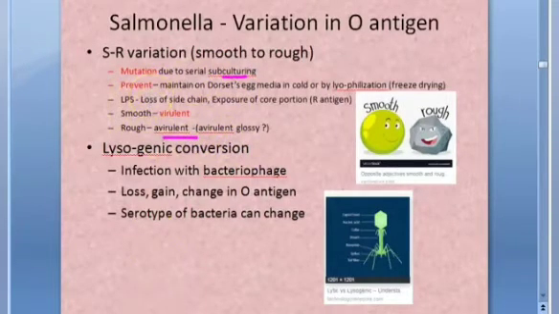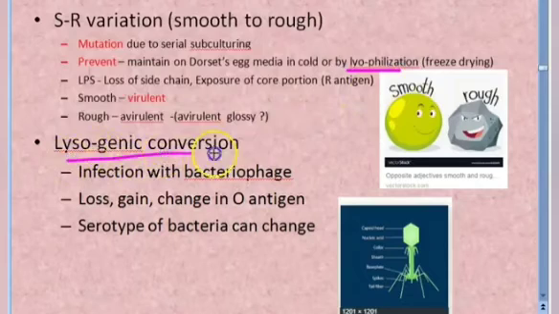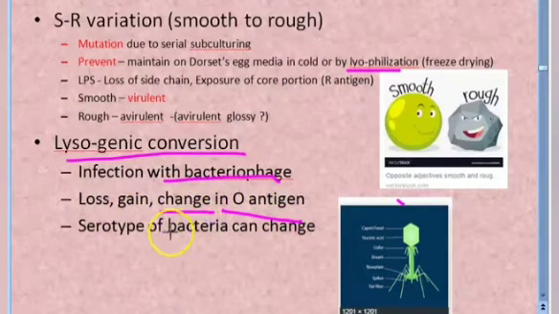How do you prevent this? Maintain it on Dorset's egg media in the cold, or you can do lyophilization. Anyways, let's go to the next one, lysogenic conversion. This is because of infection with bacteriophage. There can be a loss of O antigen, a gain of O antigen, or a change in O antigen. So, the serotype of the bacteria itself can change.